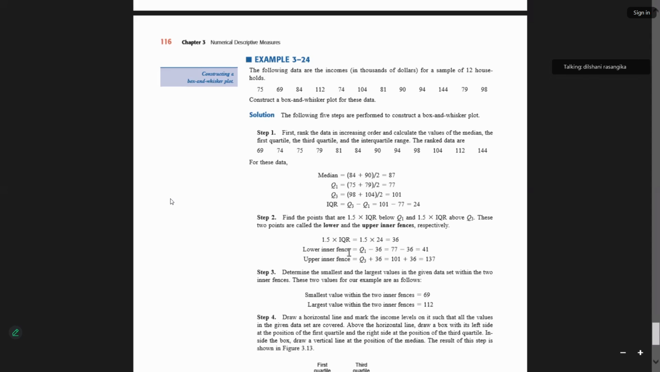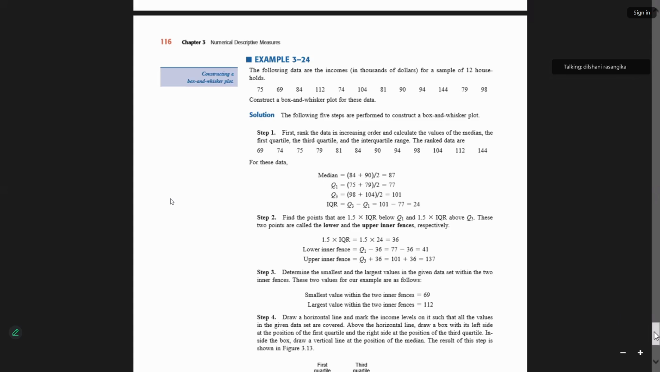So the lower inner fence is placed before Q1. That means we need to subtract that 1.5 times IQR from Q1. Q1 minus this value, right? Then you can find the upper inner fence, which equals Q3 plus that value, right? Then you have two values for these two, right?